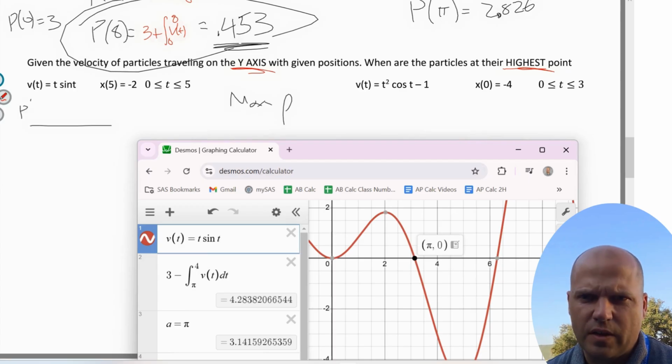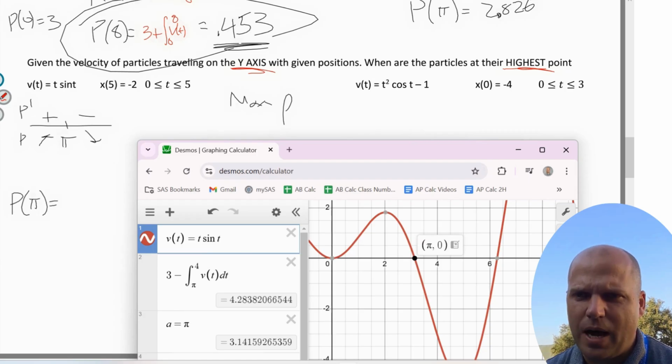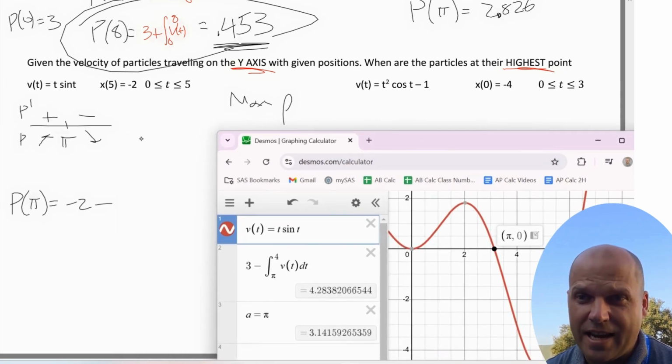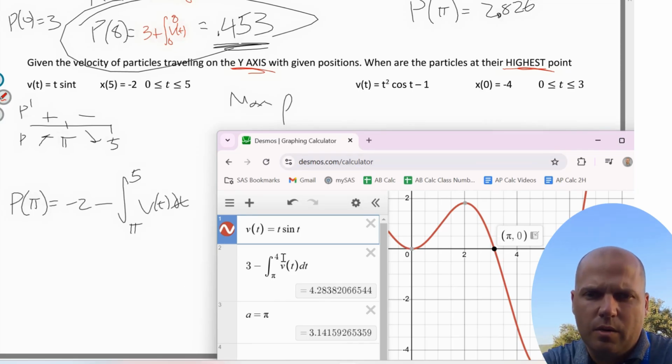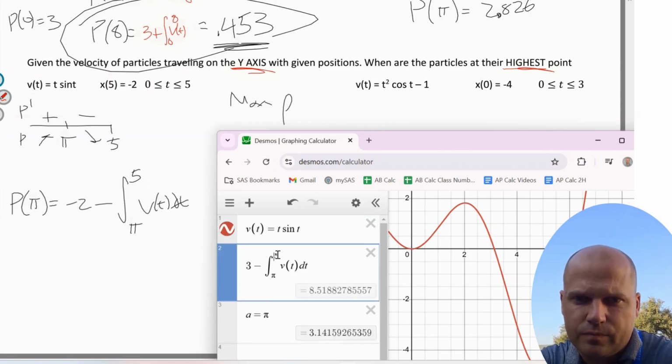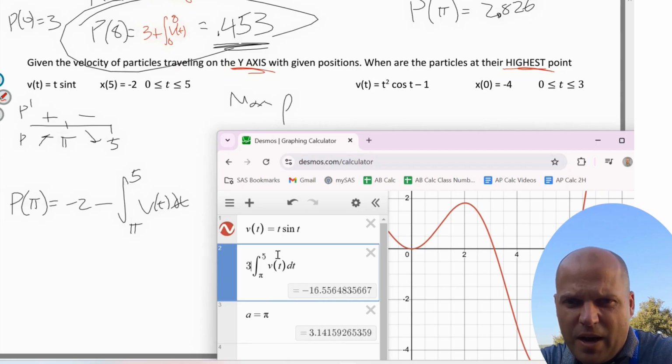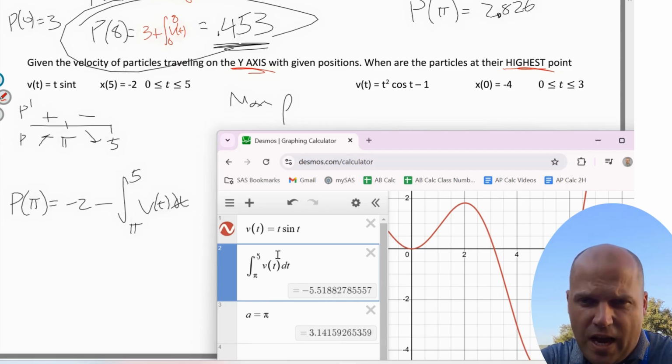Okay, so my derivative is positive and then negative. My position increases, then decreases. Pi is going to be my winner. My position at pi is equal to -2, which is where I end at time 5. And then I'm going to subtract this displacement from pi to 5, going from left to right. From pi to 5, I have that my displacement is -5.